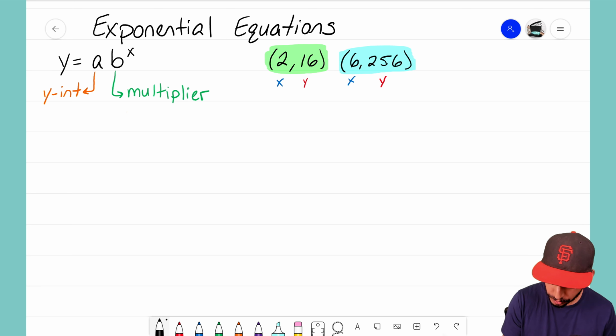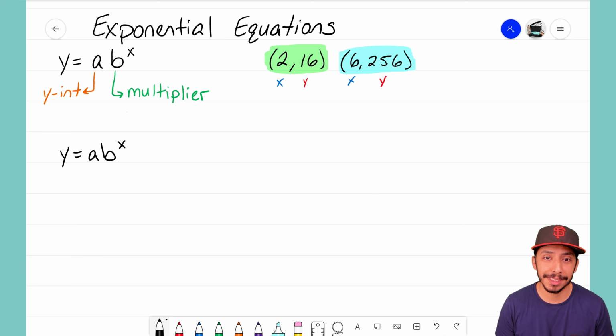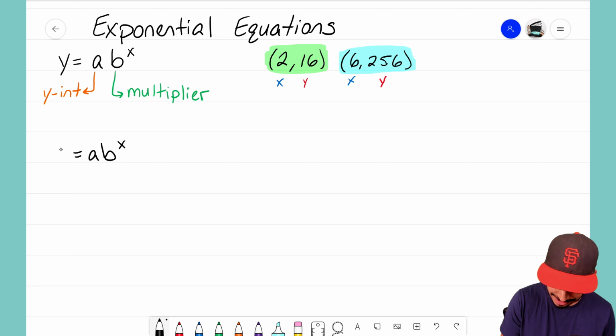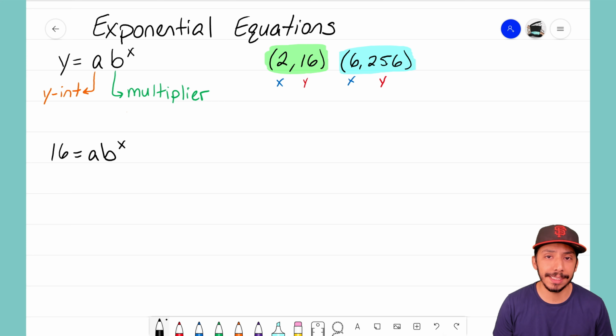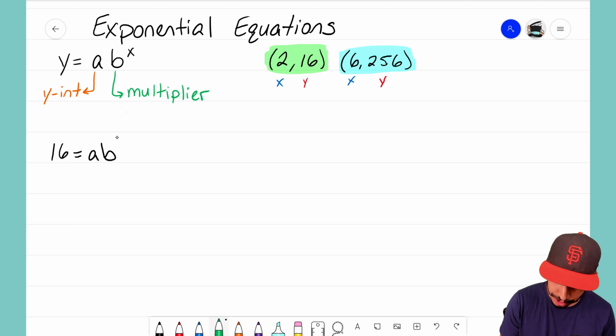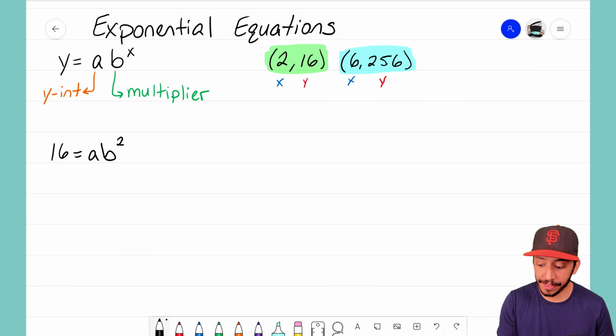So to do that, I'm going to rewrite our generic form of our exponential equation, y equals a times b to the x. But instead of writing the y variable, I'm going to substitute in 16, because I know that y equals 16 when x equals 2. So do you see that I've created an equation using this point? Again, I don't know what the starting point or the a term is, and I don't know what the multiplier is, but I do know that I will have an x value as my input of 2 with an output of 16.